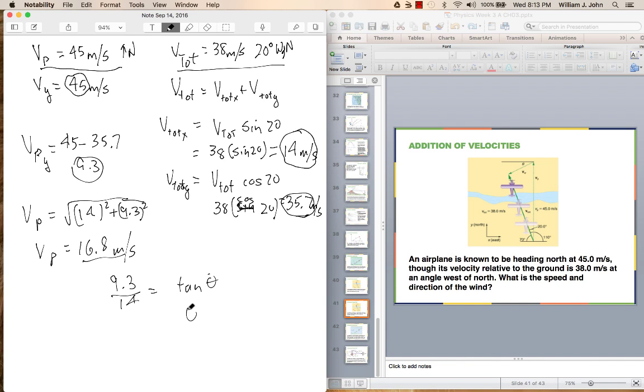And so the angle is going to be the arctangent of that. You're going to have to look that up on your calculator, because my calculator doesn't do inverse tangent functions, so I'm not going to be able to do that for you. But if you find the inverse tangent of that number, it'll give you the angle.